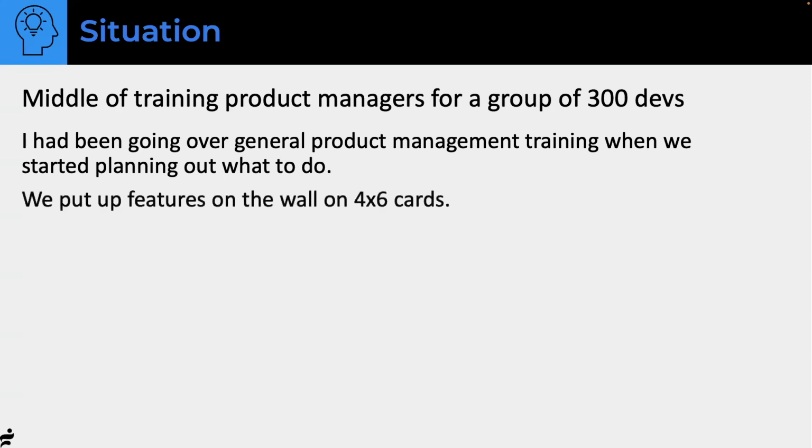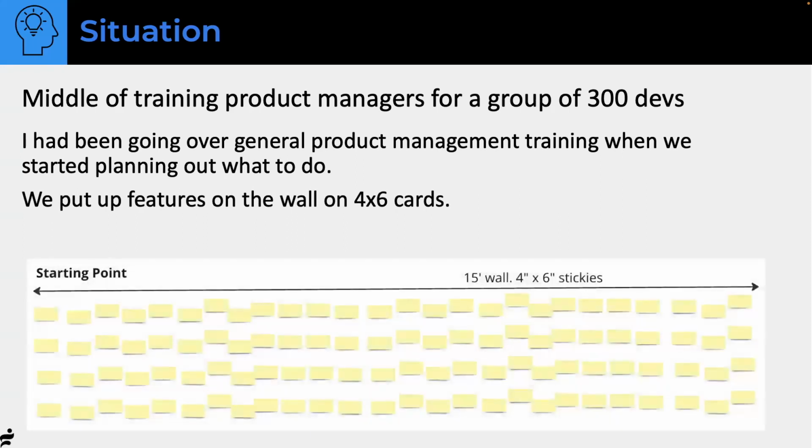So I'd been going over general product management, and I give some theory, and then we actually work hands-on with things. What I had them do was spend a couple hours putting their features on the wall. They weren't making these up, they had these, but I wanted them on the wall. I think it was about 15 feet, that's how I remember this wall. And these were 4x6 stickies, and it was that dense.